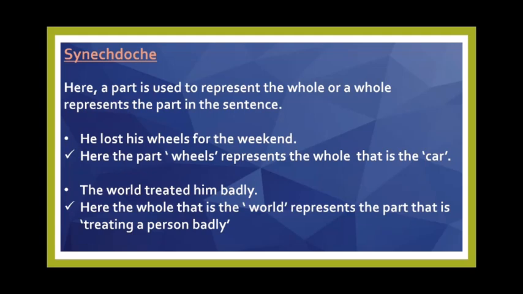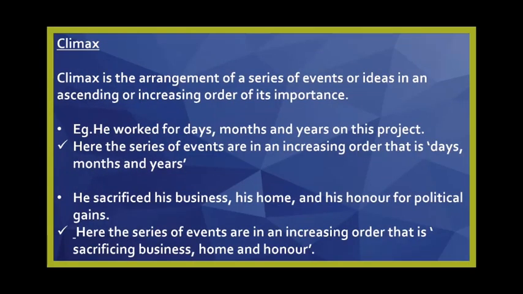So that is why in the first sentence we had the part that is representing the whole, and in the second sentence we have the whole that is representing the part. In the first sentence we had a part, that is wheels, that was representing the car. Okay, that was the whole. And in the second sentence we have the whole, that is the world which is large, and that is representing the part that is treating a person badly. So that is why both these sentences are synecdoche.